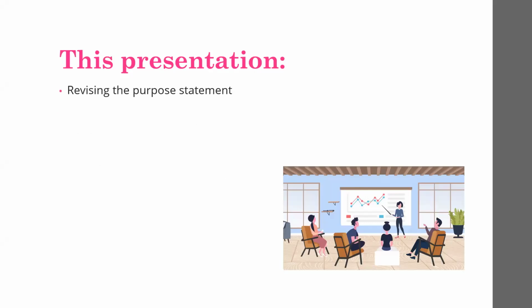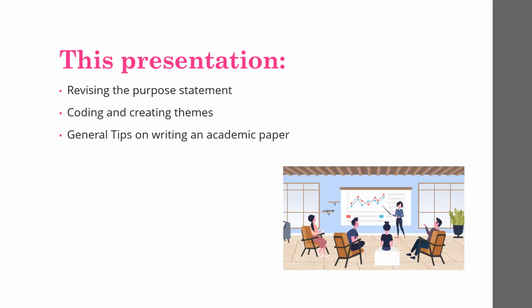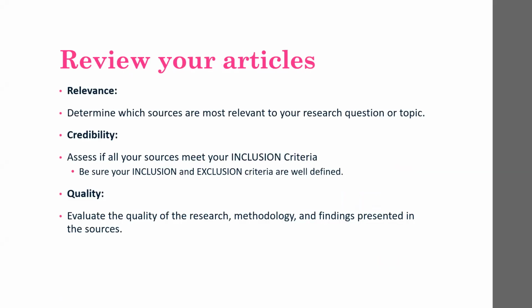For this presentation, I'm going to quickly go over how to revise your purpose statement now that you've done some research. Your main research is now concluded. So how do you put this research into an actual report where you're showing what you found in the literature? Also, how can you go about it, and maybe some tips on coding and how to create your themes? And then finally, just some general tips that I have found helpful on writing academic papers.